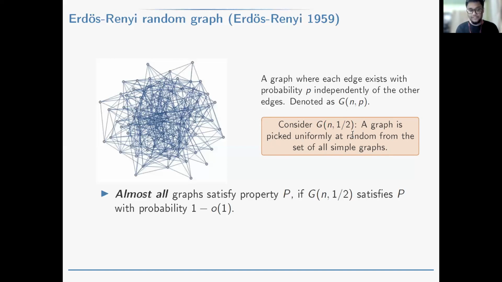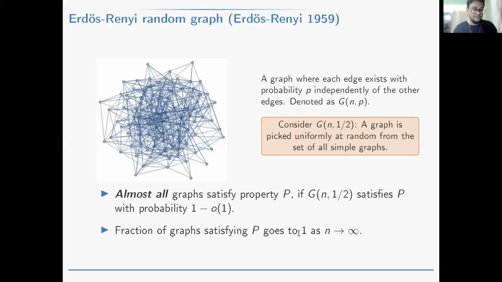What Erdős and Renyi mentioned in their paper is that almost all graphs satisfy some property P if G(n,1/2), this Erdős-Renyi random graph where you're sampling uniformly at random, satisfies this property P with very high probability. So if G(n,1/2) satisfies property P with very high probability, then almost all graphs satisfy that property. What it means is that the fraction of graphs that satisfy P goes to 1 in the asymptotic limit. So you have the set of all simple graphs.